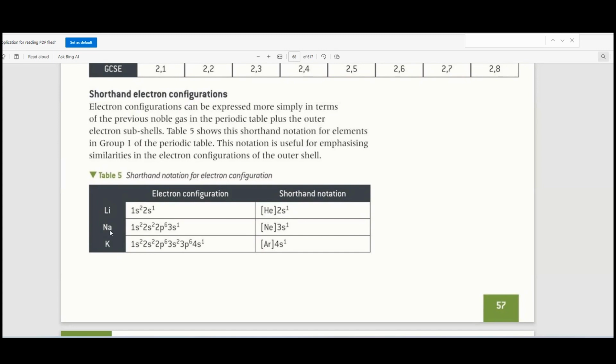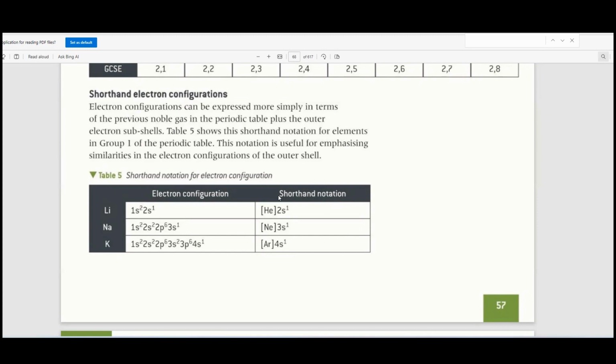That's it. Similarly, sodium is the closest to neon. Neon comes before sodium, just one electron before sodium. That means the atomic number of neon is just one less than that of sodium. So that's why they just write Ne and then 3s1. That's it, because 1s2, 2s2, 2p6 is the electron configuration of neon. So they just skip it and write Ne and then just 3s1 with it.